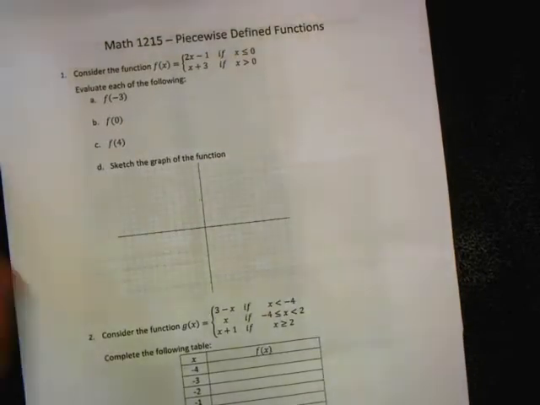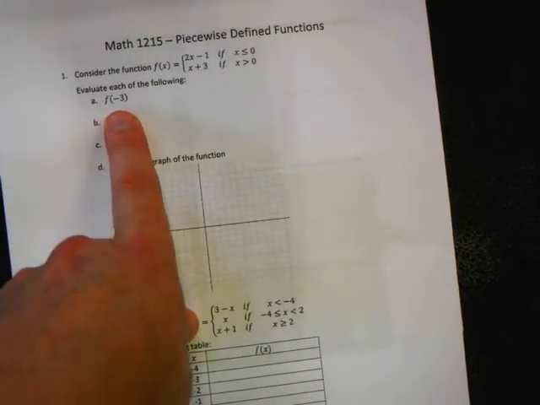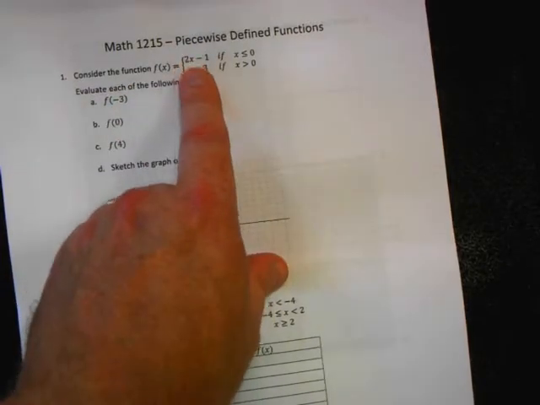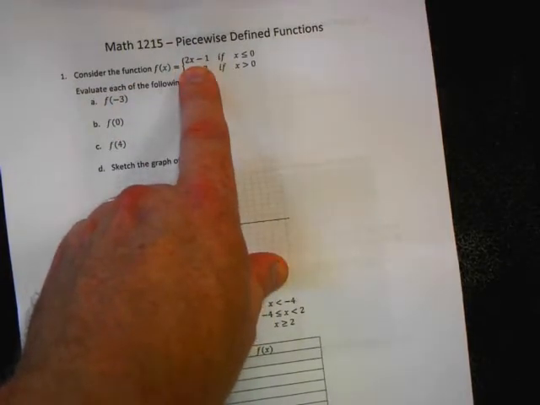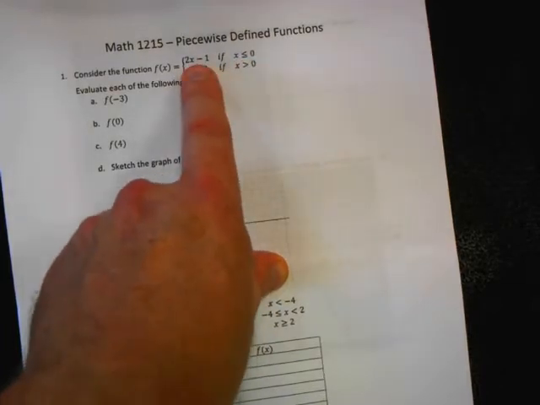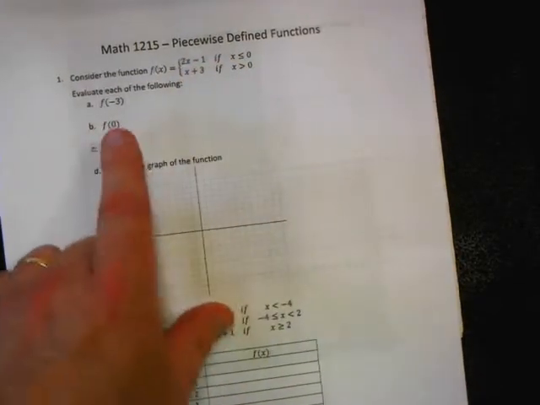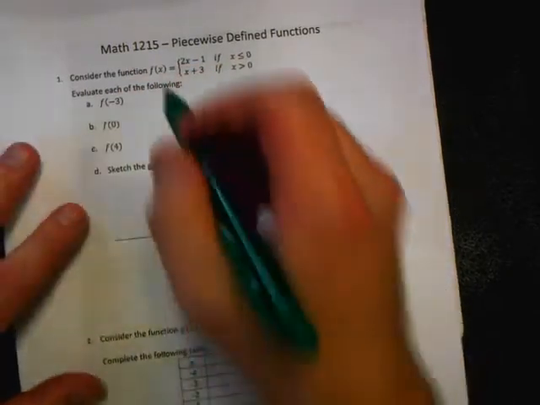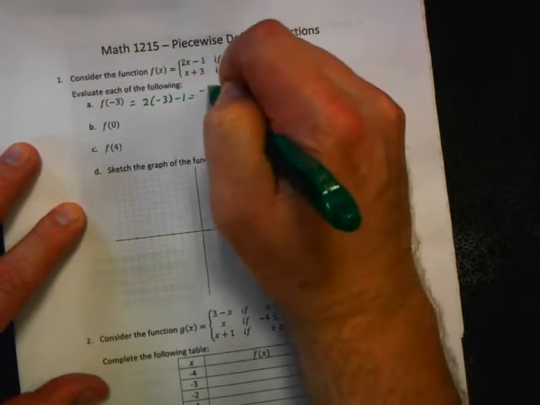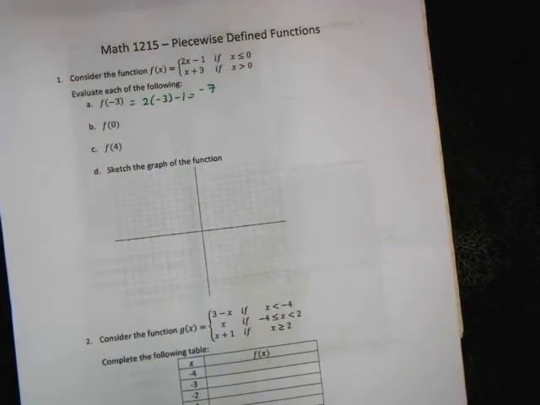Okay, so part A here, it says evaluate f at negative 3. How would you evaluate f at negative 3? You would use the 2x minus 1 rule. How come? Perfect. Negative 3 is less than 0, so that tells you you're going to use the 2x minus 1 rule. So I'm going to take 2 times negative 3 and subtract 1. I work that out, I get negative 7.